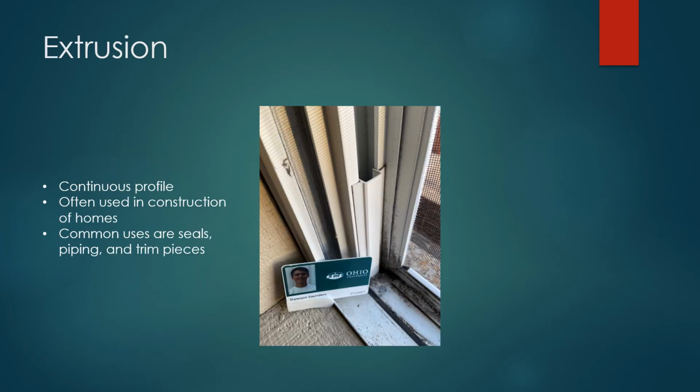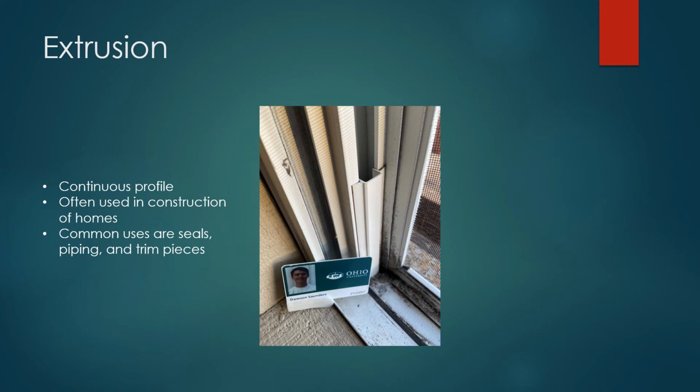Next up is extrusion or extruded items. Extruded items have a continuous profile on them. So as you can see in this picture, my pictured extruded item is just a part of my window. You can see the back where it has that whole profile taken out of it, the entire length of that part. So it's got a continuous profile on it where plastic was pushed out.